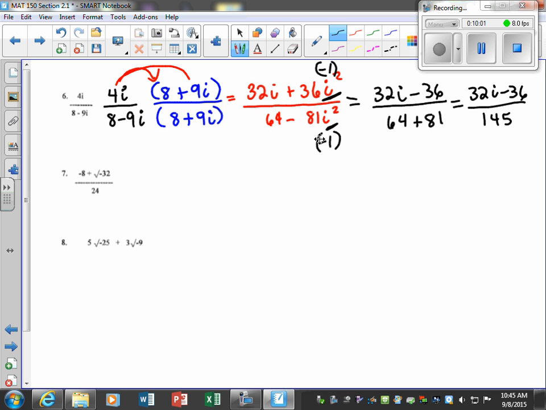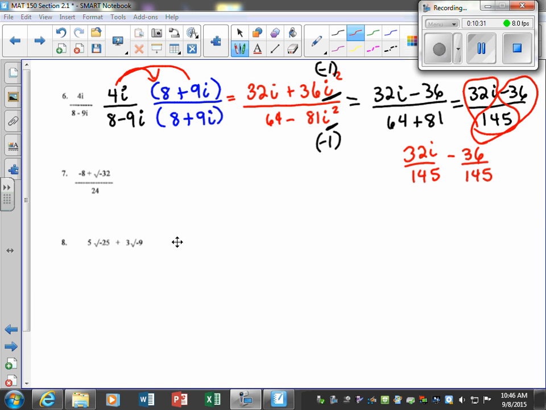If I broke these apart into separate parts, the way you separate them is this. You write this part as a fraction, so it's just 32i over 145 minus, and then this part, which is 36 over 145. When you separate them, this one doesn't reduce any, but you have to check to make sure your fractions don't reduce, and this one does. Alright, and let's look at the next one.